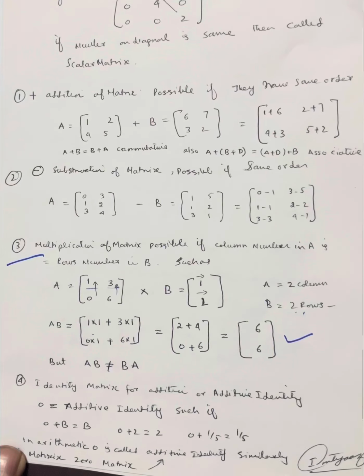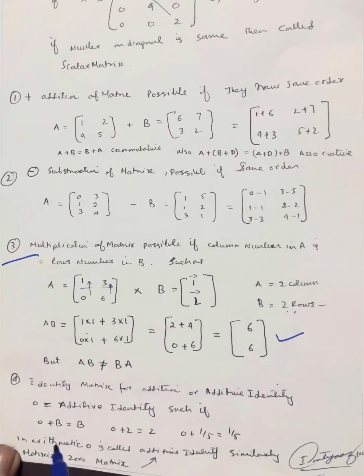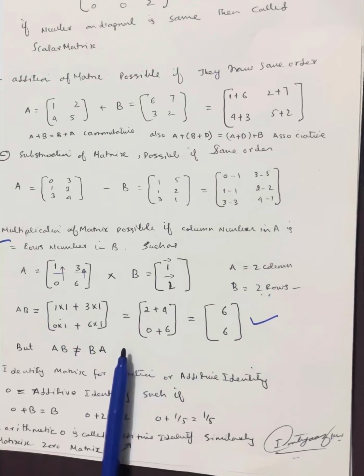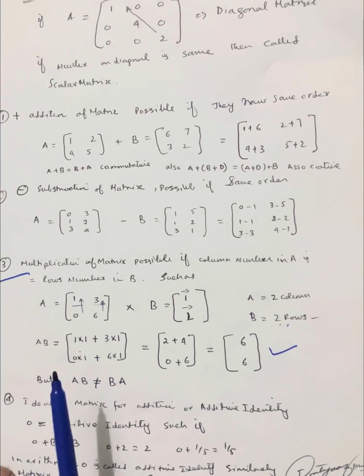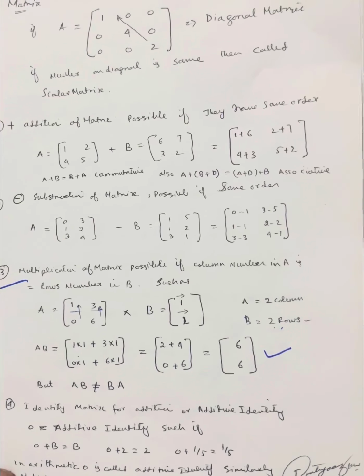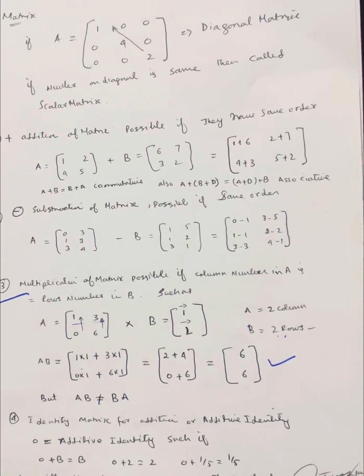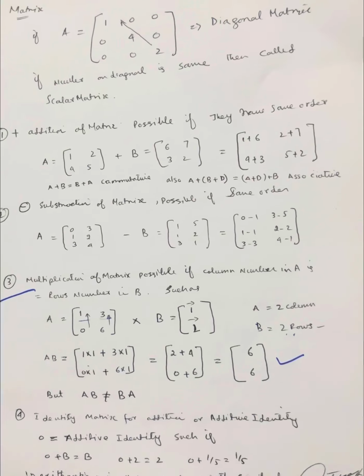So this is A and B multiplication. But if you want to multiply B to A, then it's not possible, because the number of columns in B is not equal to the number of rows in A. So AB is not equal to BA.